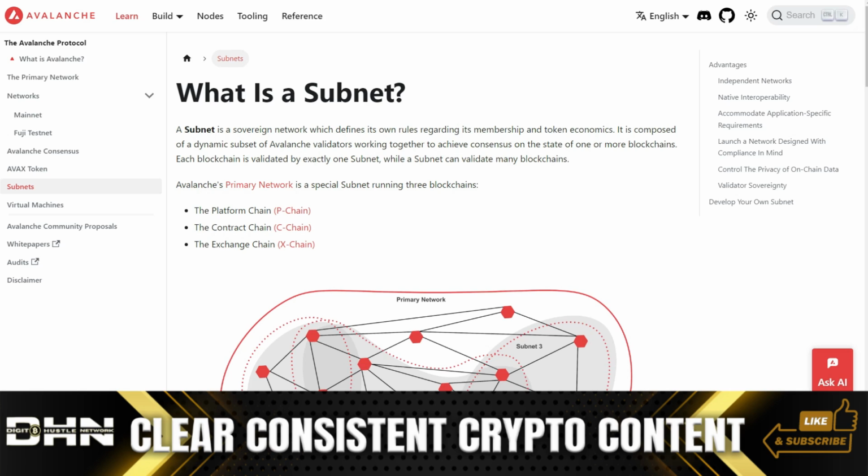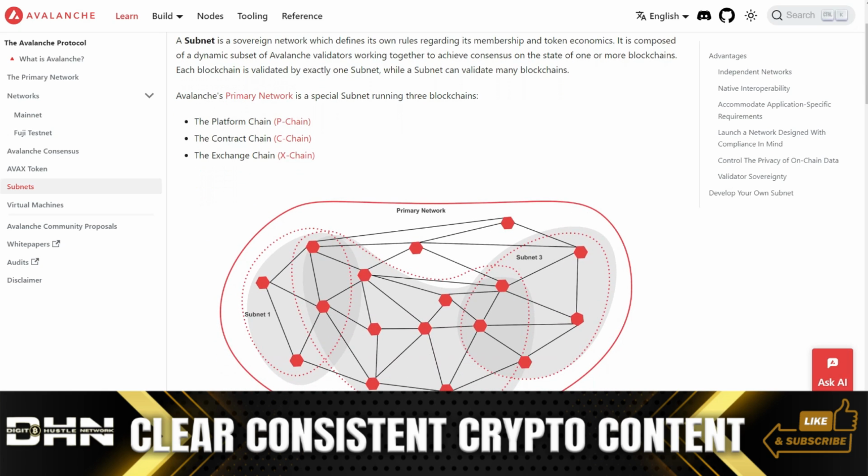So what that means, in essence, is a subnet is created by distributing the validators that are on the mainnet. So you take a group of validators and they go to create a new subnet. From that subnet, you can build out multiple chains. And when we get to the portion of the video where we go into some of the players that are building out subnets, you'll get a better understanding of that.